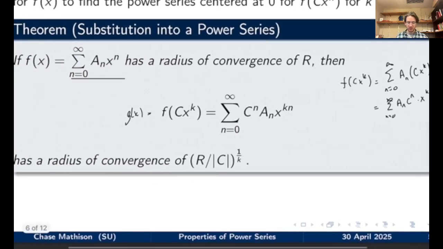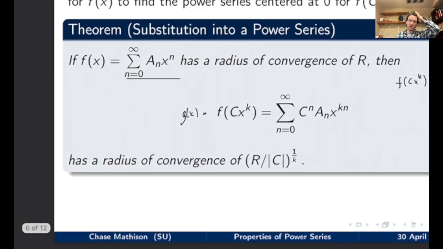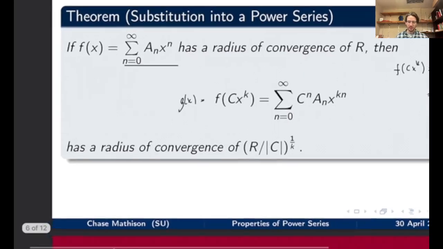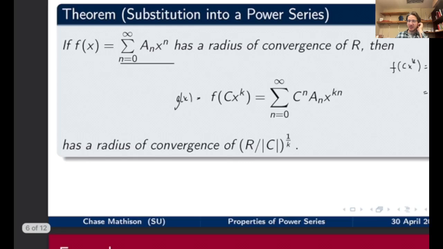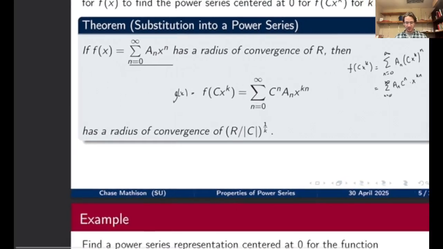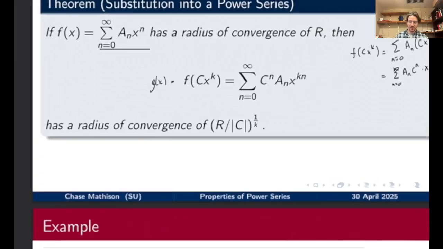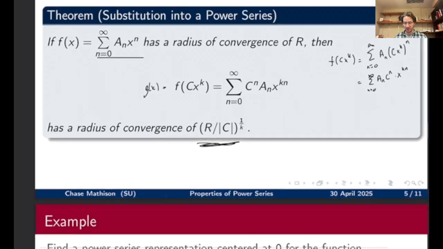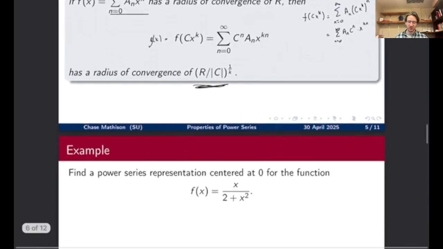Now, the radius of convergence changes a little bit. You can see this by looking at the formula that we had for it in terms of the ratio test. This literally just comes from the ratio test. Okay. I would not recommend memorizing this. I would again recommend using the ratio test to find radius of convergence and interval of convergence.